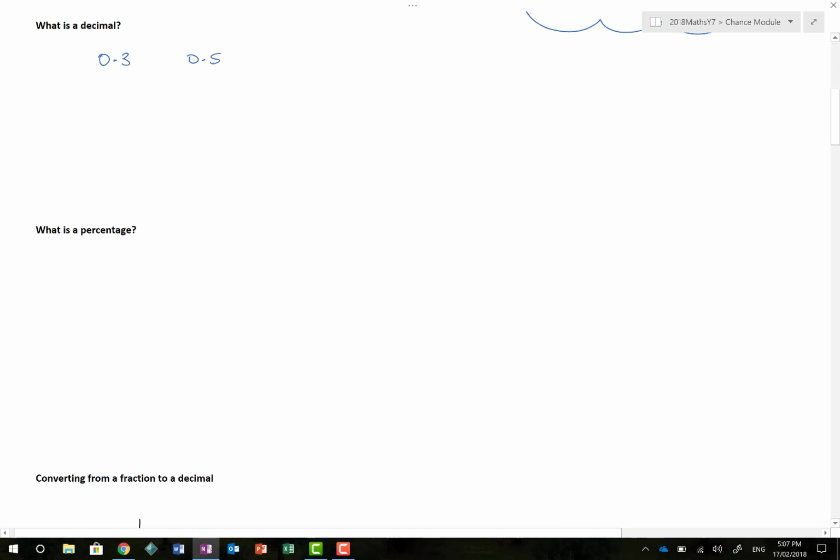So 0.3, 0.5, 1.2, 0.34796, that's a long decimal, 3.141592. This one here is a really cool decimal, but we'll come back to it later on, maybe in Year 9. All of these are decimals. They have decimal numbers in them. I can even go 0.0003. That's a decimal. As long as it's got a decimal point in it, that's a decimal number.